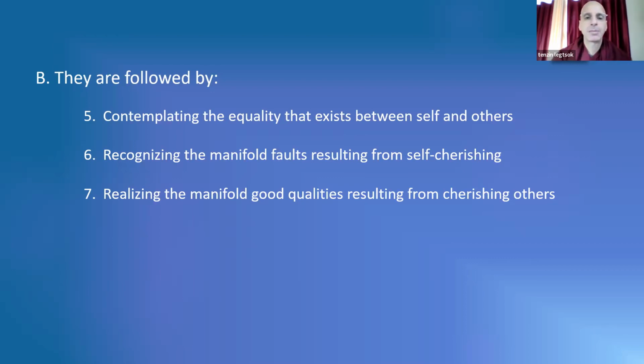The next step is to think about the manifold faults resulting from self-cherishing. So think about all the faults that arise from having a selfish, self-centered, or egoistic attitude. How this gives rise to all our irritation, anger, attachment, jealousy, arrogant pride, and so forth. So think about all the faults of the self-centered attitude.